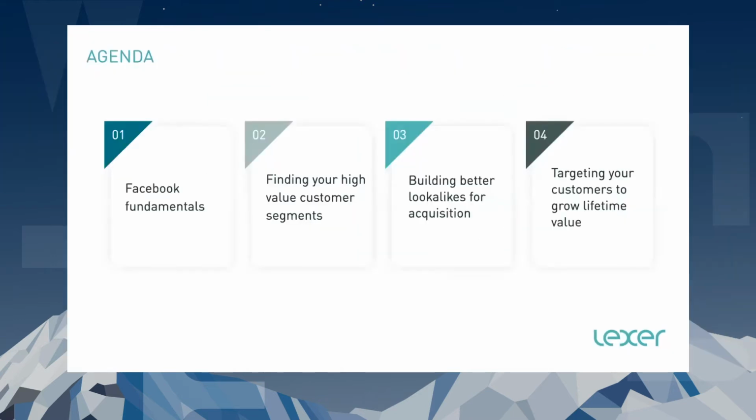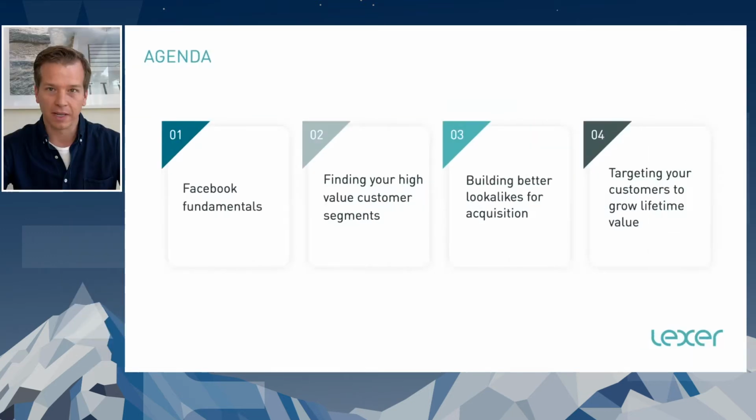Our agenda for today, we're going to start with some fundamentals on Facebook. We've got a pretty broad audience today, so there are large, well-known brands, we have small retailers, and we've got omni-channel brands and retailers. So I'm going to start with a grounding in some fundamentals about Facebook. Then we'll move on to the methods that you can use to find your high-value customer segments, and then some practical examples of how you can use those high-value customer segments to improve the generation of your lookalike audiences to acquire not only more customers, but better customers. And then we'll look at practical tips around how you can target your existing customers to grow customer lifetime value.